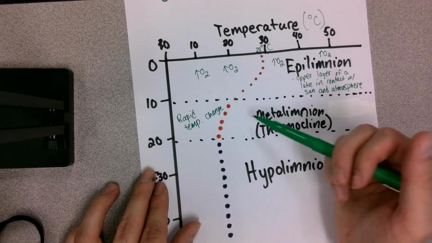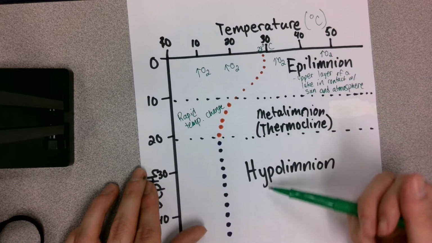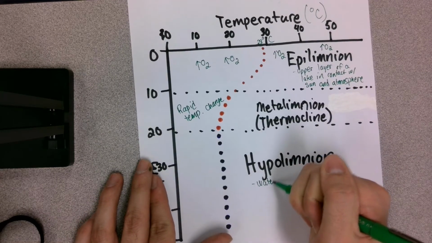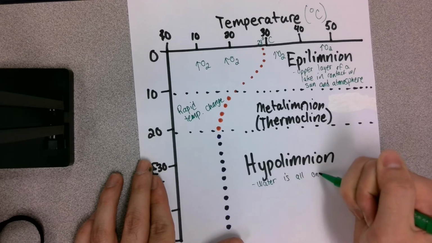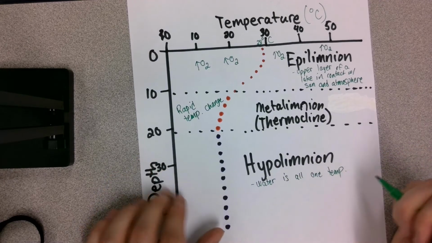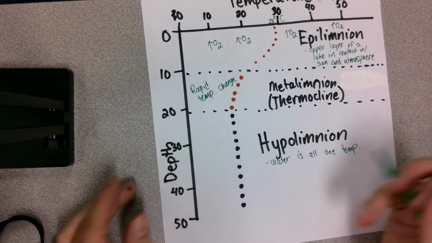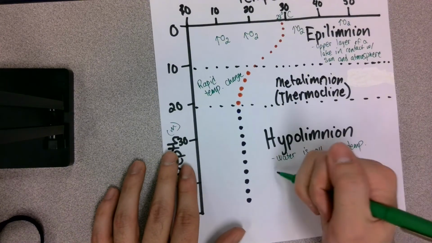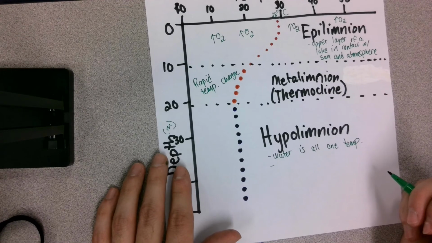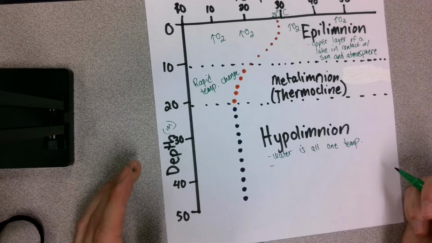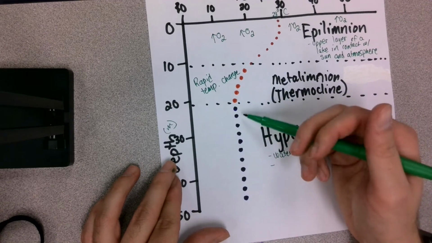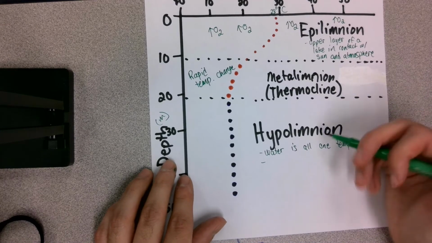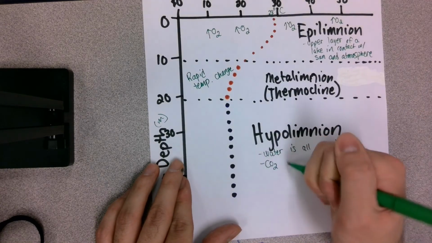After you get down here past the thermocline or the metalimnion, we've got this last thing called the hypolimnion. And down here, the water is all one temperature. Usually it occurs after about 20 meters, which is about 60 feet. If you've ever been in a lake and you feel like a warm spot or a cold spot, this is not what we're talking about. We're talking about the bottom depths of the lake where all of it is just one temperature. Usually the CO2 levels are high.